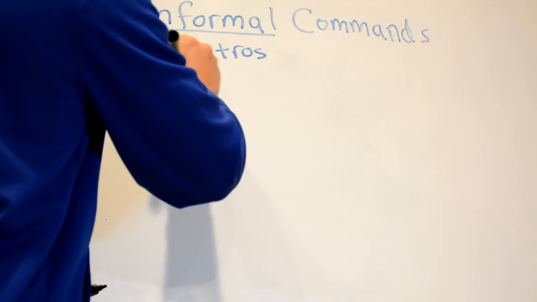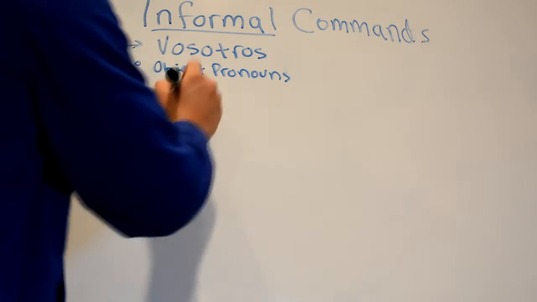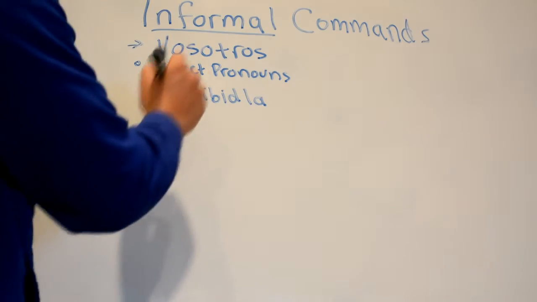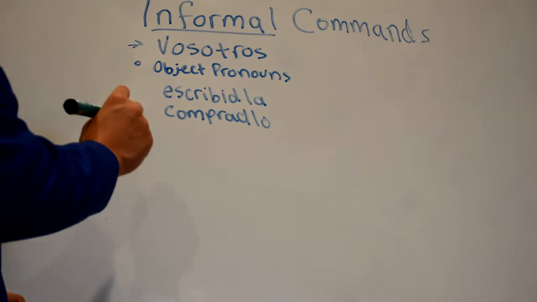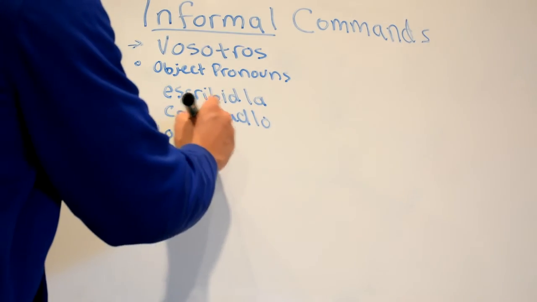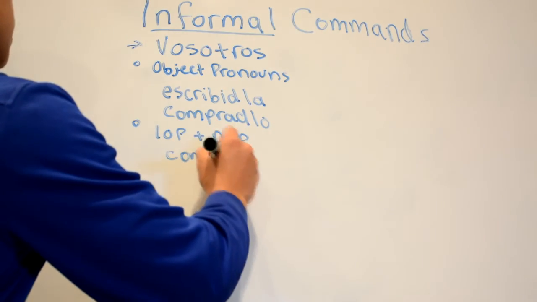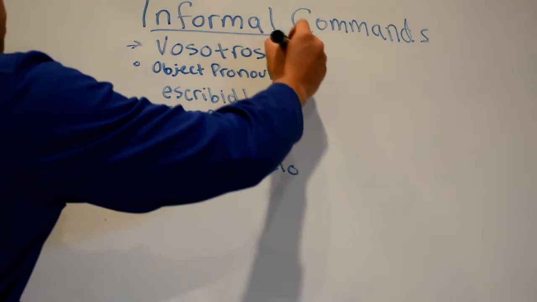Object pronouns with the vosotros form. Simply attach object pronouns to the back of an affirmative command. For example, escribidla, write it. Compradlo, buy it. If an indirect and direct object pronoun are added, place the indirect first and use an accent mark to maintain the emphasis. For example, contádnoslo, tell us it. The accent mark would be over the a to maintain emphasis.